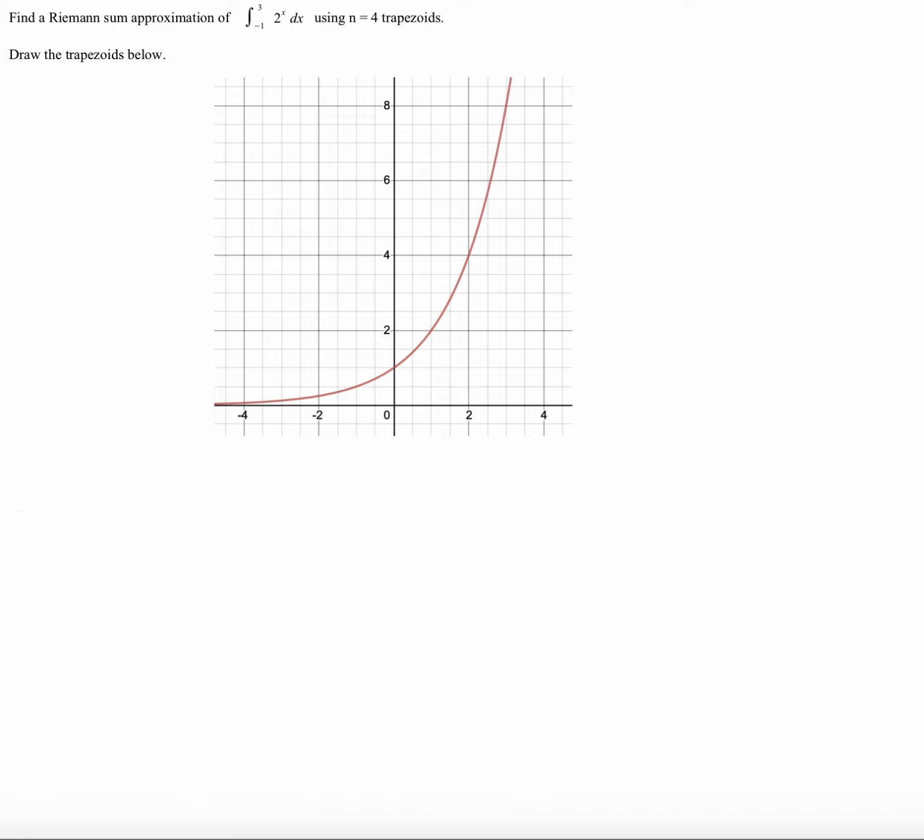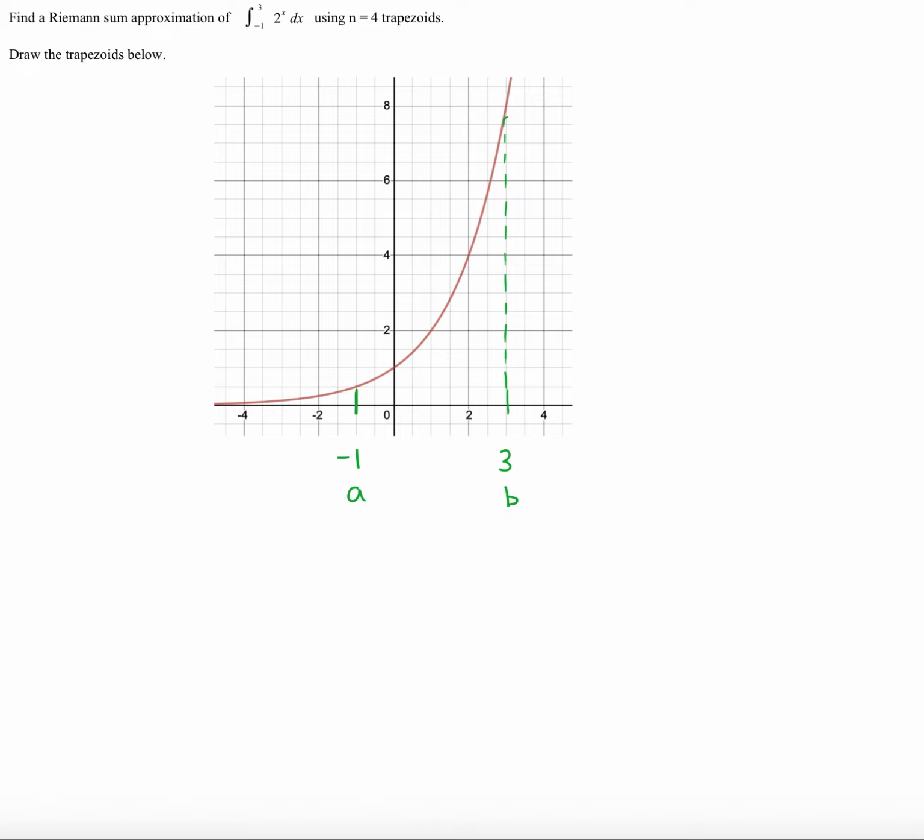In this problem, we're asked to find a Riemann sum approximation of an integral using the trapezoid rule. And we want 4 trapezoids from -1 to 3. So let's just go ahead and mark off the boundary of the integration that we're being asked to find here. So we want to go from -1 to 3. Okay, so this is our A, and this is our B.